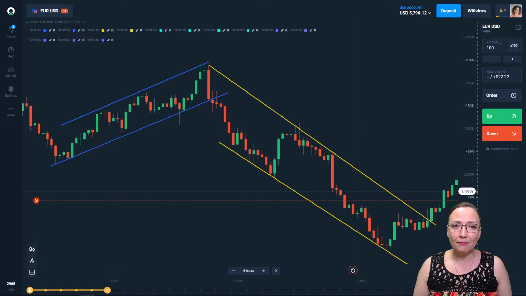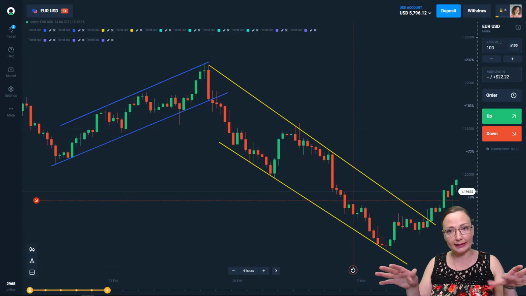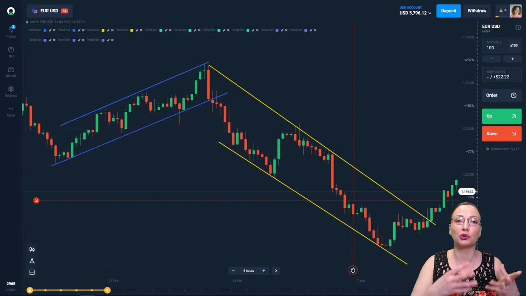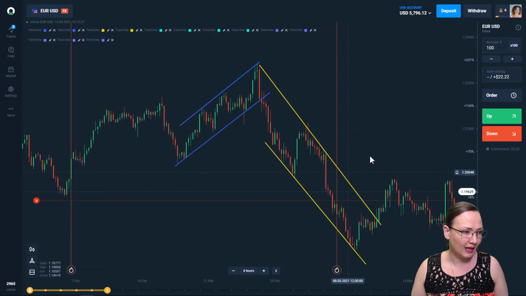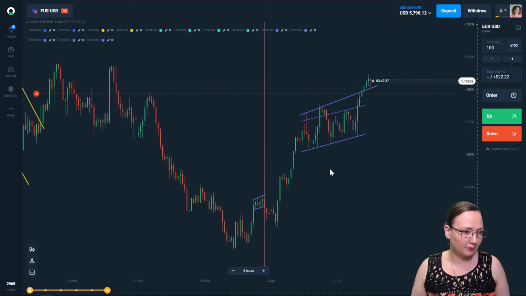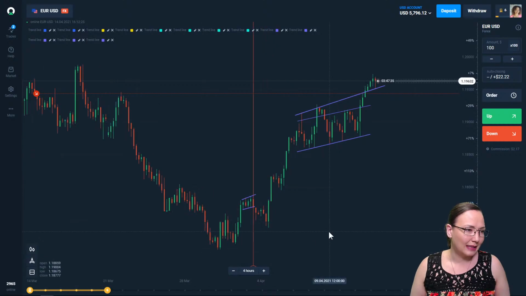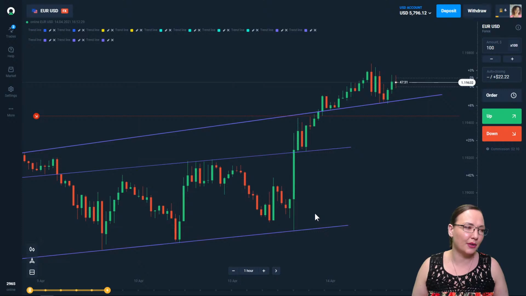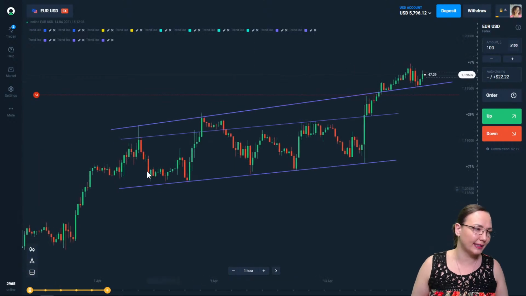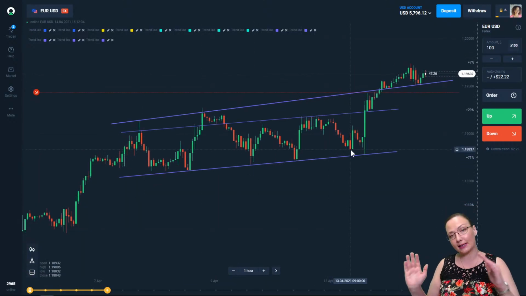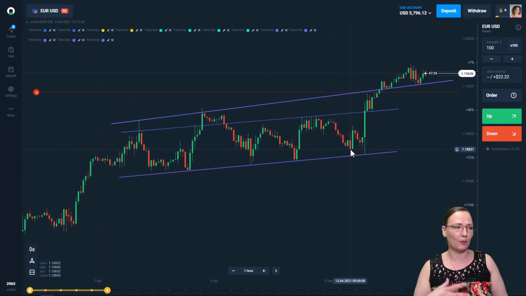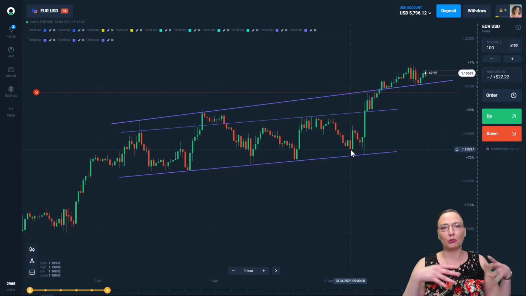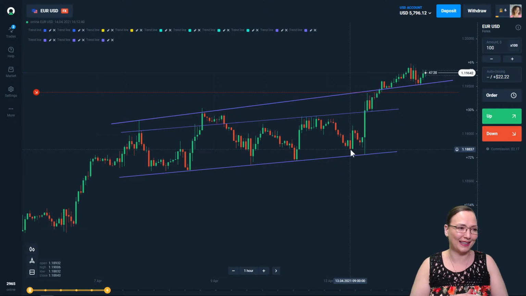Now, another scenario that I want to show you is when the market is moving sideways, when the market is in a flat. This means that there is no trend direction. Now, these are not, I guess, the most ideal scenarios because although the price is kind of moving sideways, it is slanted up a little bit. So it's kind of a little bit like a bullish flat, I would guess.